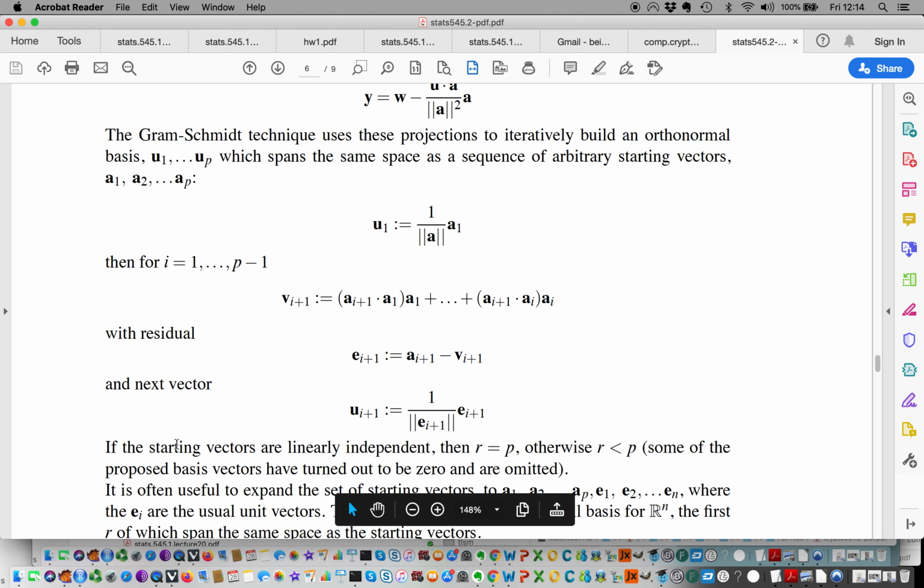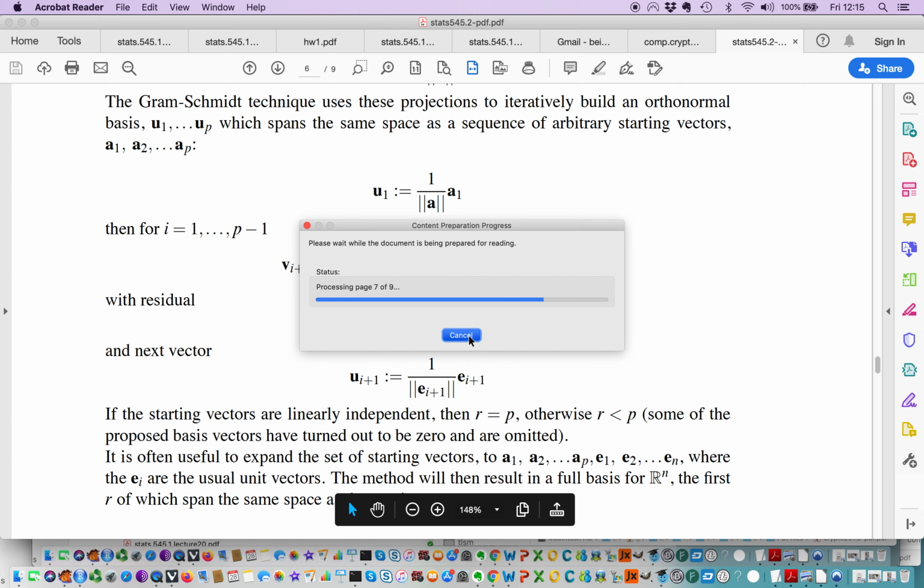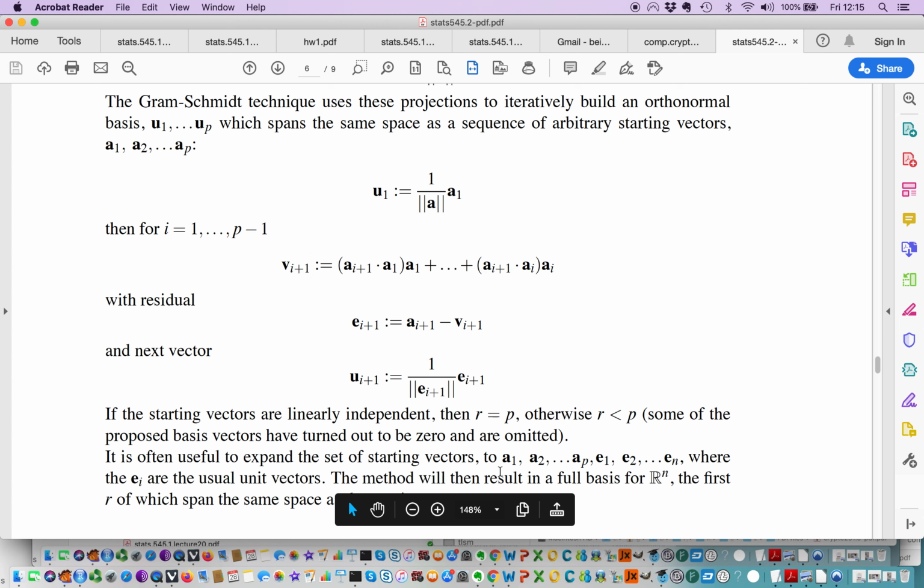Now, if this collection starts out as being independent, so they span a p-dimensional space, then you will end up with p of these. If, however, they are dependent, then you only end up with r of these p's, and r is going to be less than p. What happens in the case of dependency is that one of these residuals will be 0 and will then be omitted. So what we have now is a basis for the same span as these initial A's.